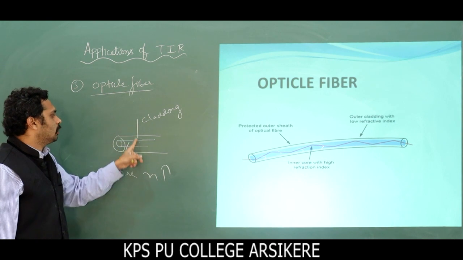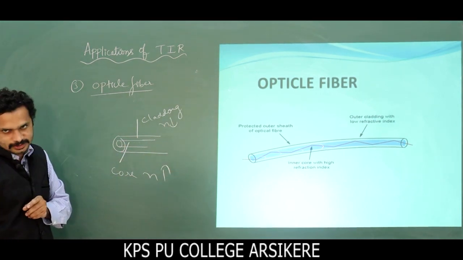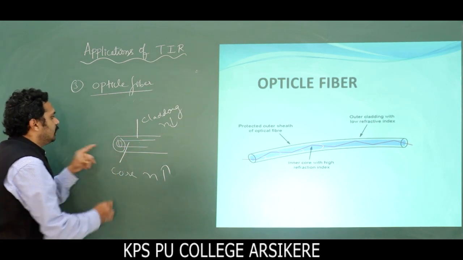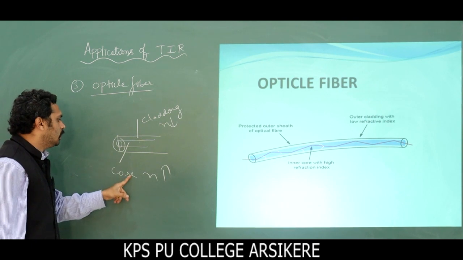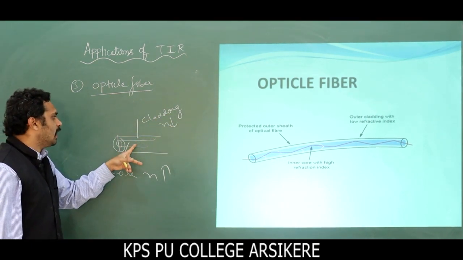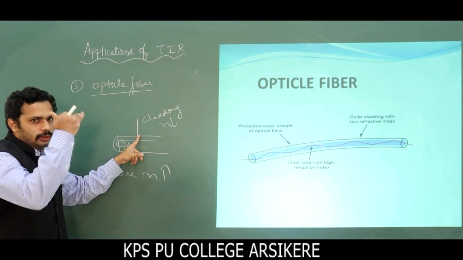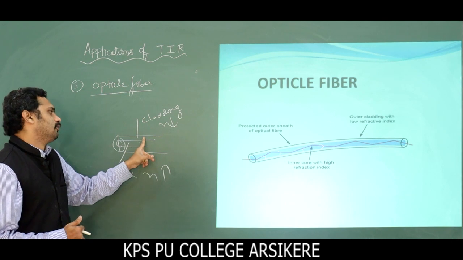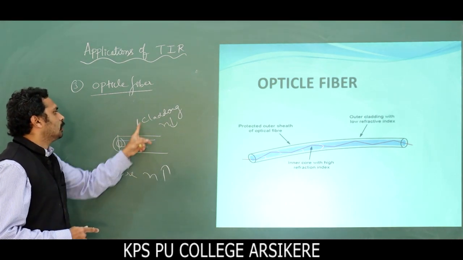Cladding is the outer part of the core. Cladding has less refractive index. Core diameter is less compared to cladding. Cladding diameter is more than core, but refractive index is less. Both are made up of glass, but by mixing some impurities, you reduce the refractive index of the glass. Right? Core is the inner part, cladding is the outer part of the core.